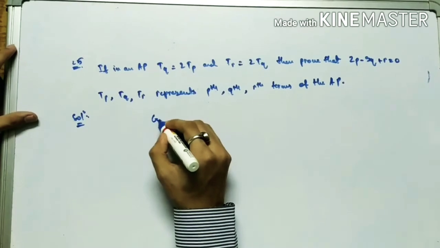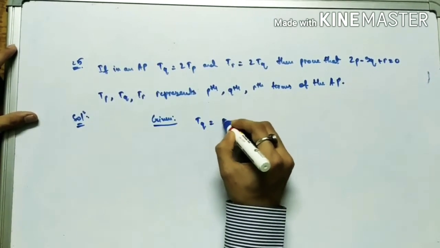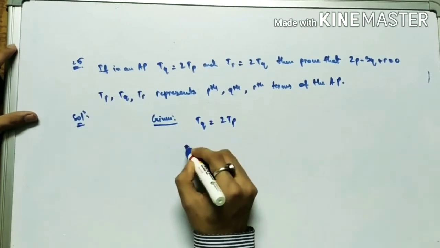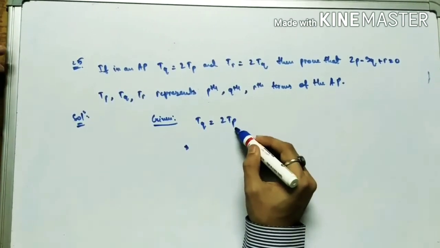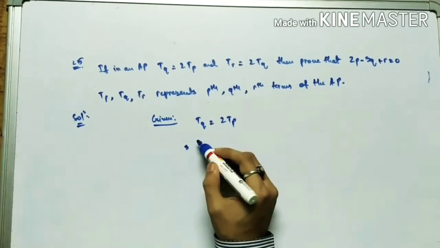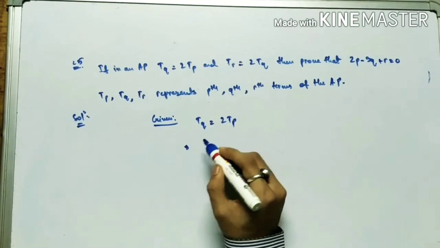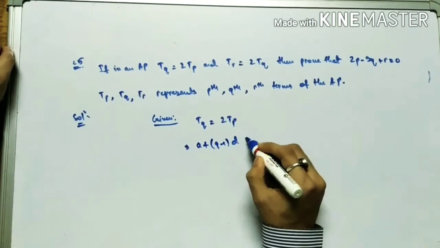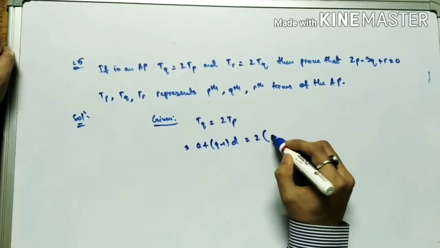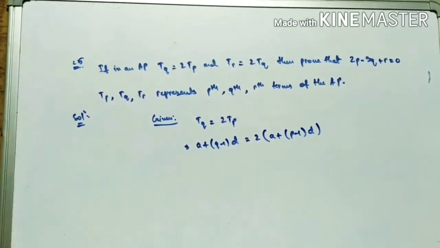In here it is given that TQ is equal to twice TP. Now this is the qth term of an AP, and this is the pth term of an AP. So the qth term of an AP, I can write it as A plus (Q minus 1)D is equal to twice (A plus (P minus 1)D).